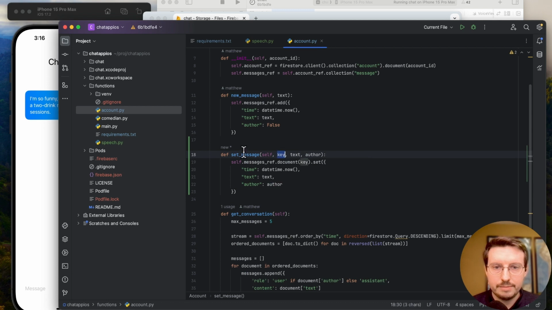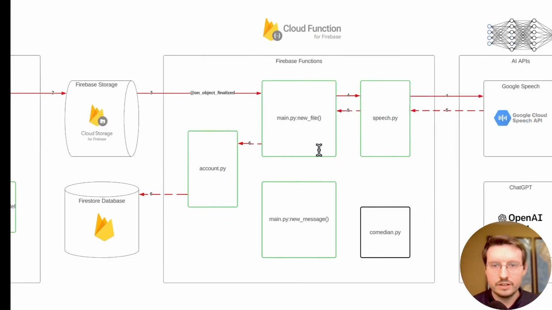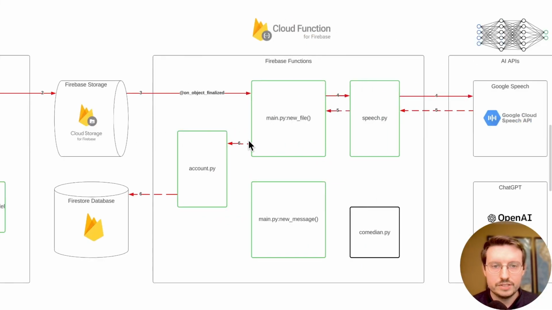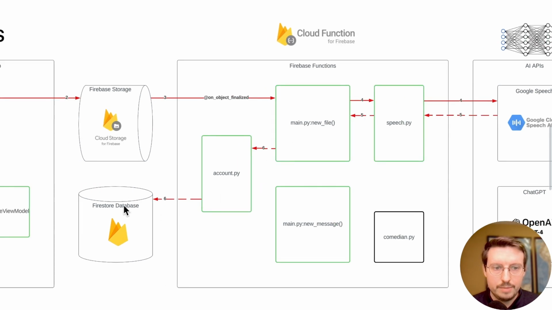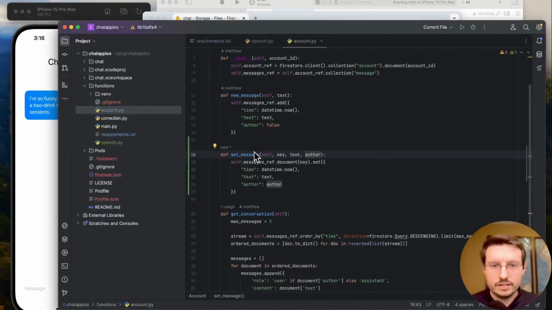This set message accepts a key, which is the address of the document, the text, and the author. It says, just create a new message, but instead of creating a new message without specifying the key, we're going to specify the key, and we can also choose the author. This is needed because we're going to be creating a new message. You can see in our design, when we're done transcribing the audio, we're going to want to create a new message and pass it through. That's why this is necessary.